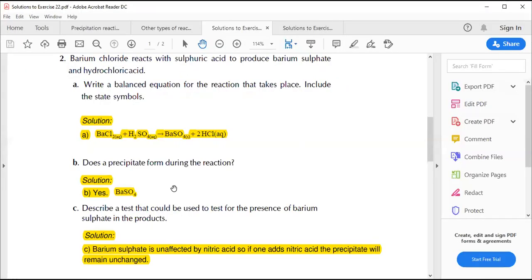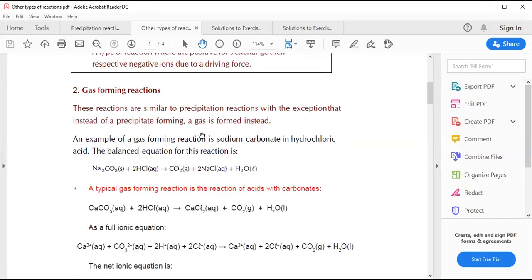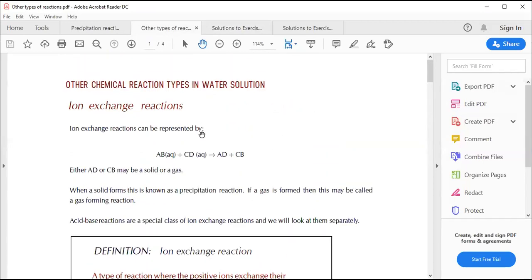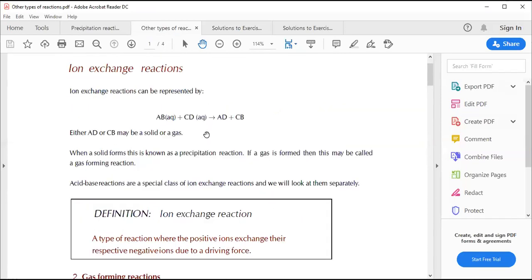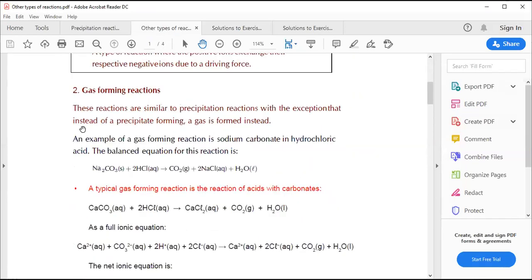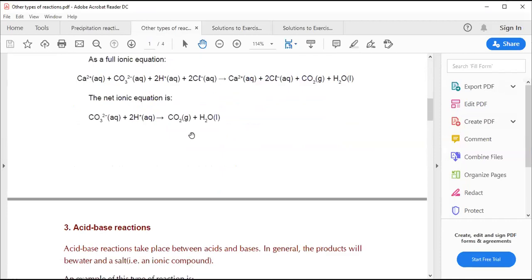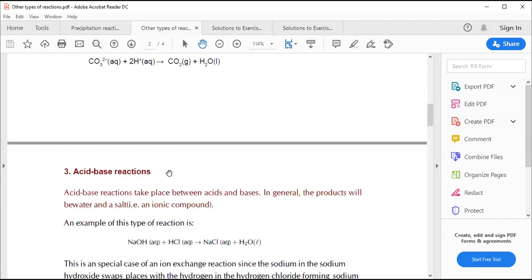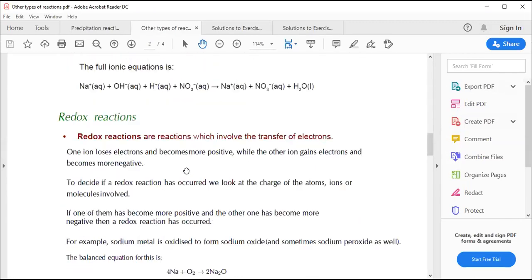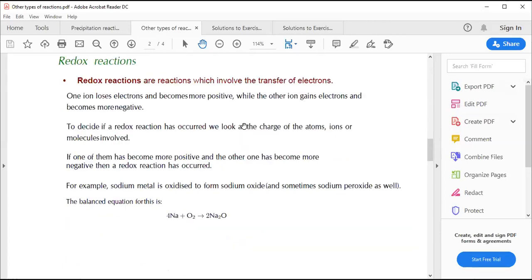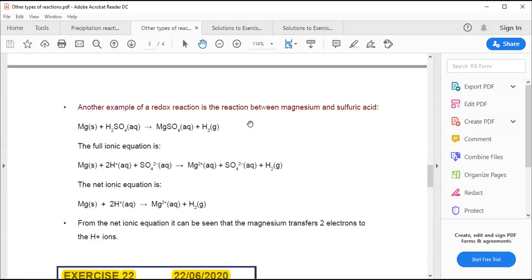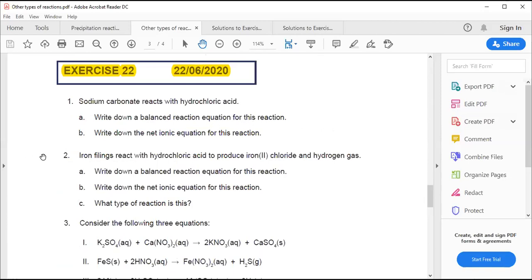Let's move on to the next one, the last activity, which is what we did last time. Last time we looked at other types of reactions, which is your ion exchange reactions. So we looked at gas forming, acid-base reactions. Then we looked at redox reactions. Then there was an activity that you had to do, which is this one here. So let's have a look at this.